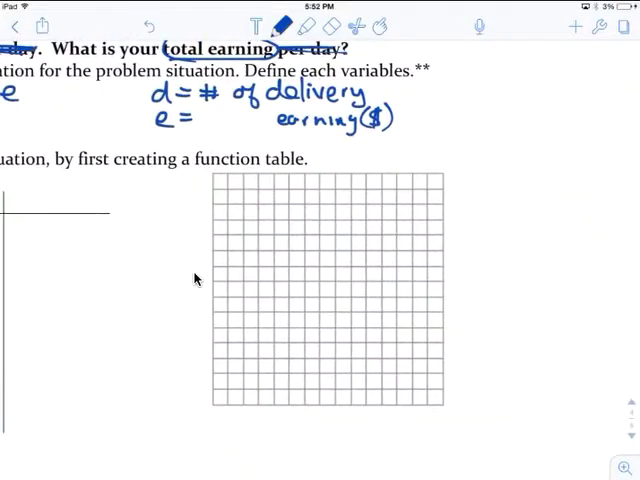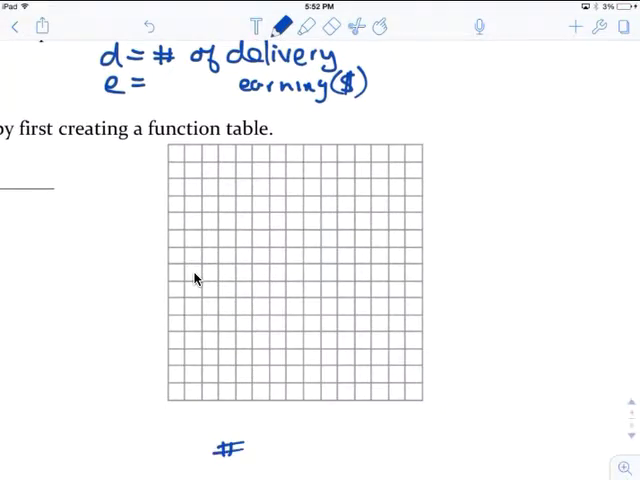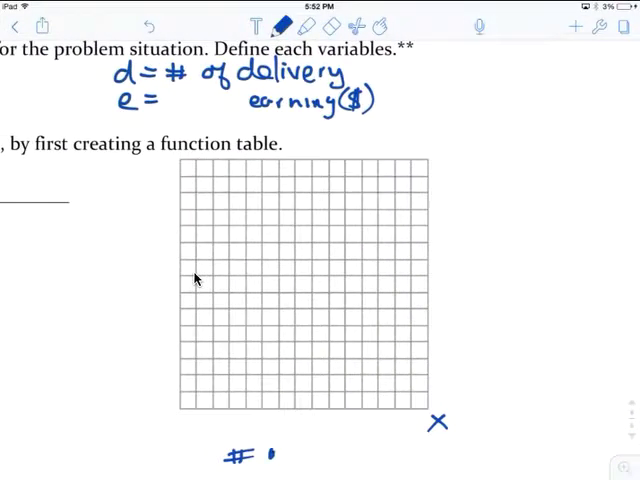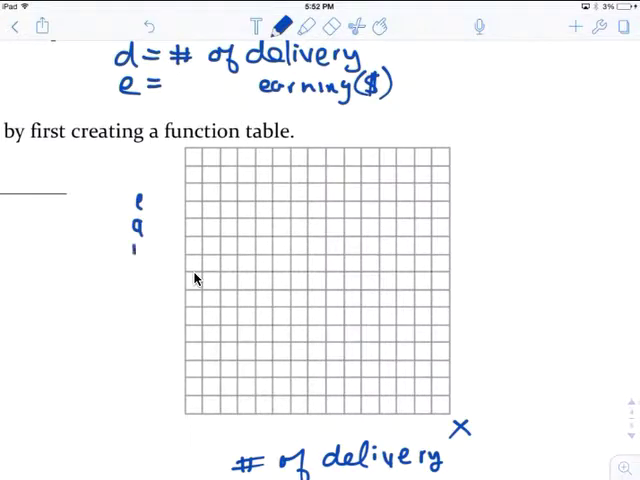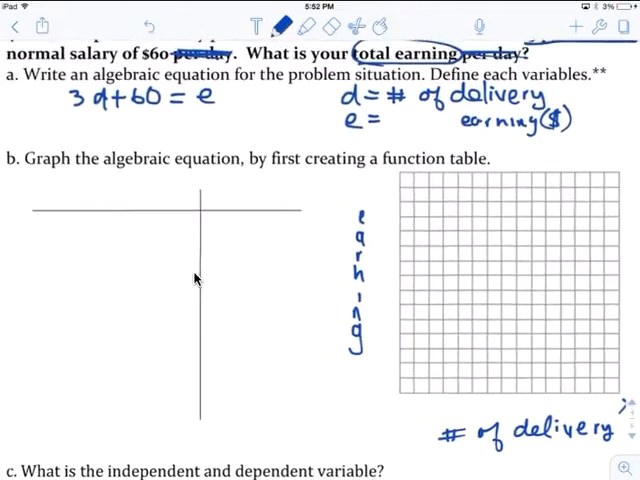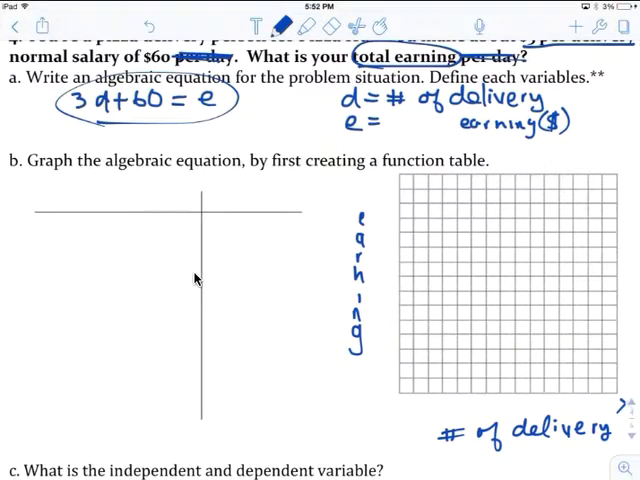Number of deliveries goes here. Number of deliveries is called your independent variable. That's your X. Earnings is called the dependent variable, which acts as the Y. So you're going to graph the algebraic equation here by first creating a function table.